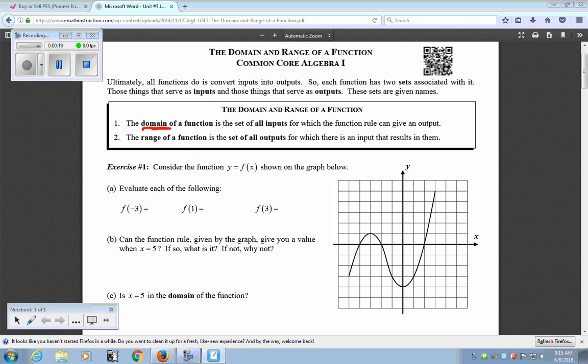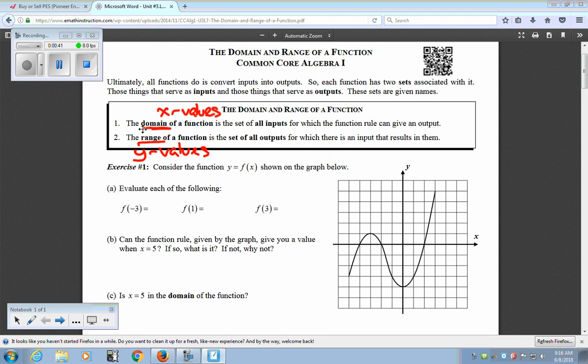The domain is all the inputs, so the domain is the x values. And the range is the y values. You have to keep those two straight, because very often on multiple choice they may give you both values as answers, and if they want the domain or the range, that means they want that part of the coordinate.